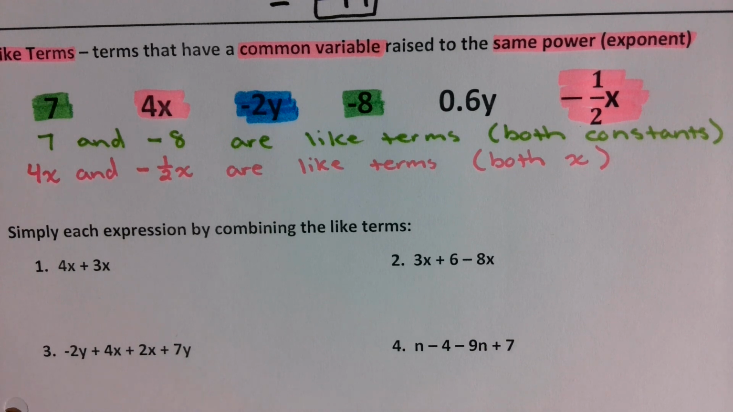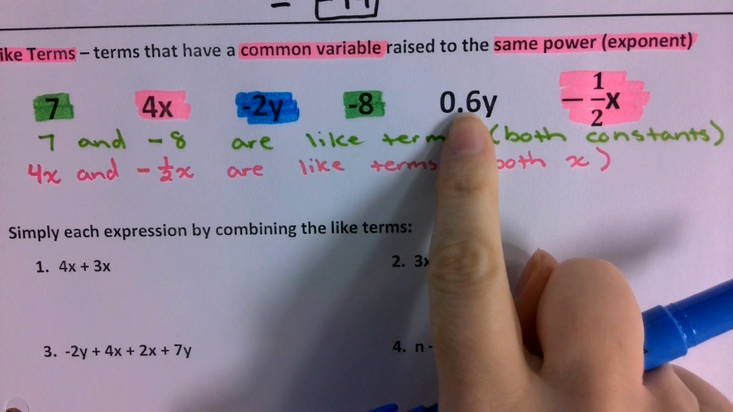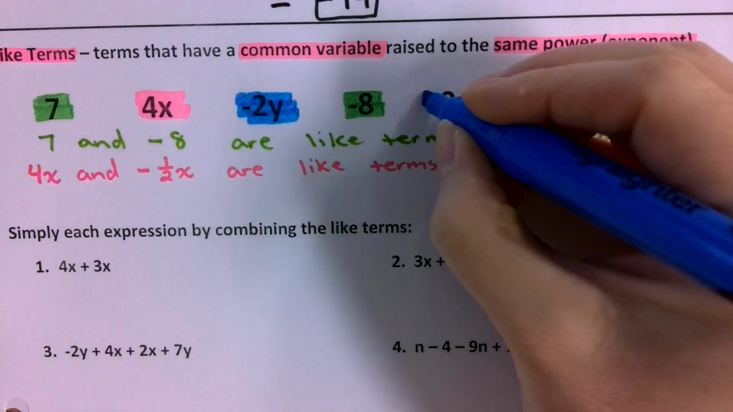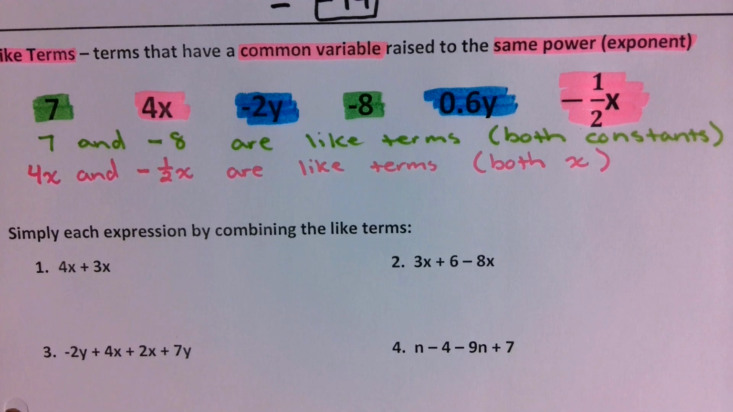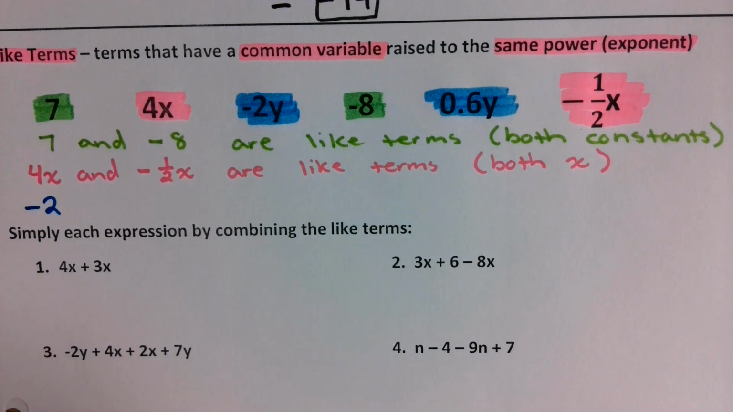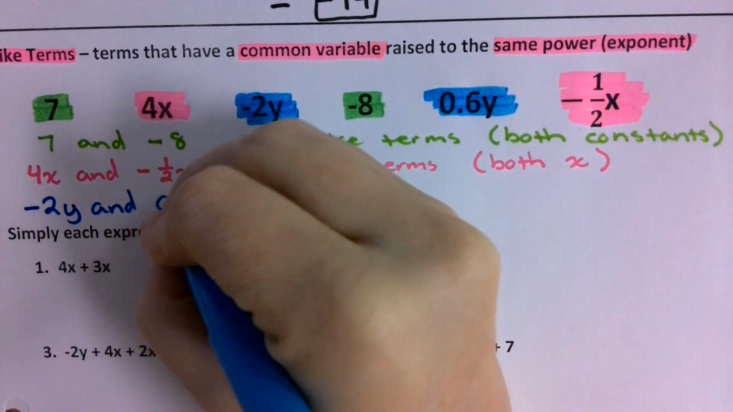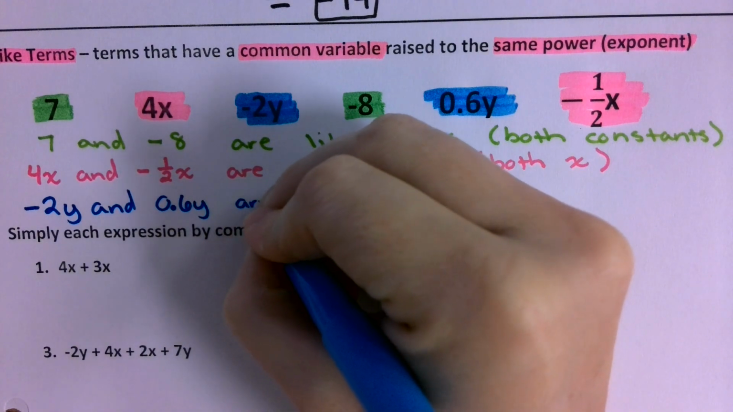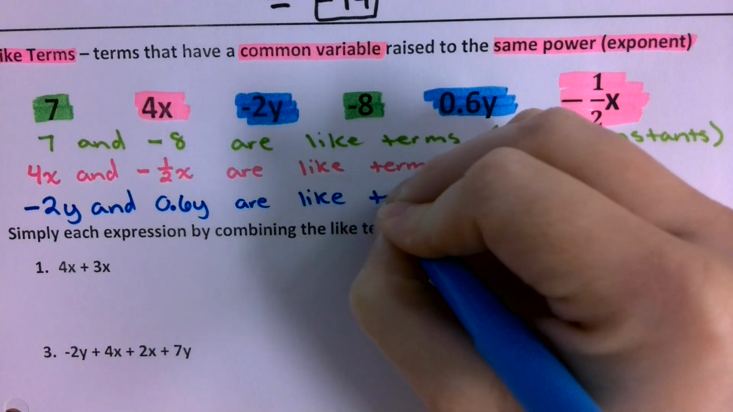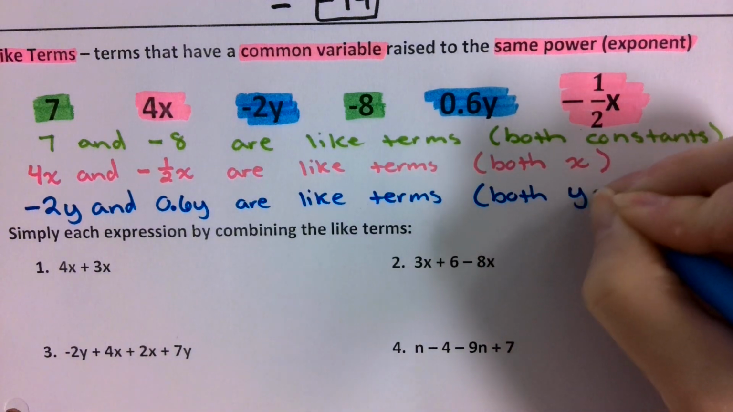So y. Do I have other y's up here? Yeah, right? 0.6y. Even though one of them is an integer and one of them is a rational number, that's okay. So I'm still going to highlight them because they both have a variable of a y. That's what makes them a like term. It's not focusing on the number, it's focusing on the variable. So negative 2y and 0.6y are like terms. And again, what makes them like terms is because they both are in terms of y.